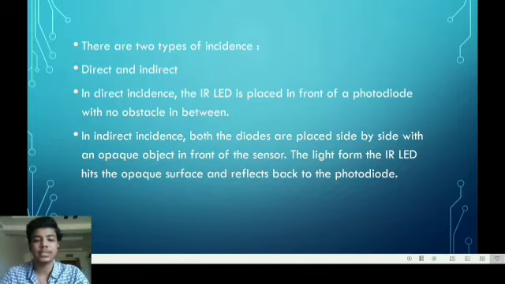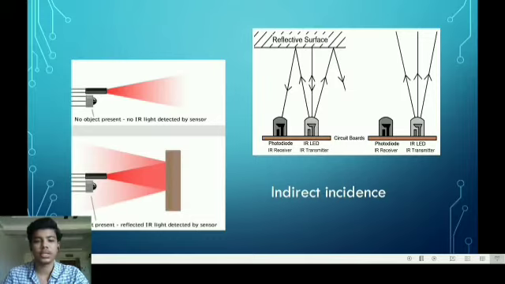In indirect incidence, both the diodes are placed side by side with an opaque object in front of the sensor. The light from the IR LED hits the opaque surface and reflects back to the photodiode. Here you can see the indirect incidence. The IR radiation is transmitted by the IR LED, and when it hits an opaque object, it reflects back and is detected by the photodiode. Here's a detailed explanation.